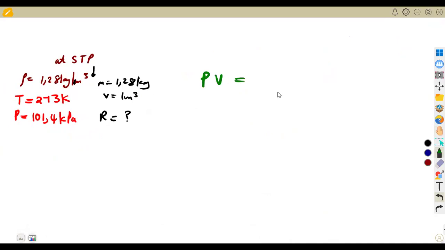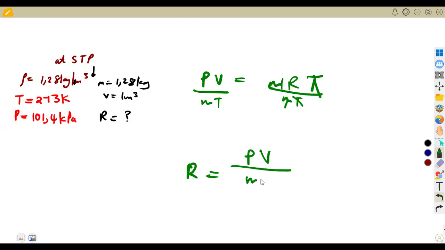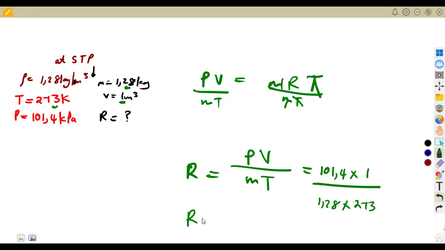So remember, from PV equals mRT, we can calculate R by dividing by the mass and temperature, so that these cancel. Therefore R is PV over mT. That is the pressure at STP condition, 101.4, times V, the volume, which is 1 from the density, over the mass from the density, 1.28, times T, which is 273. That's at STP condition. We can have the value of R, just like that.